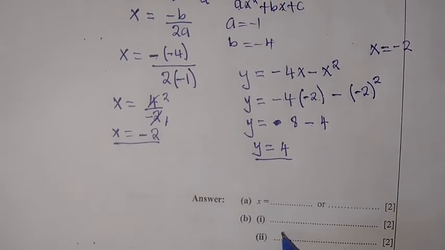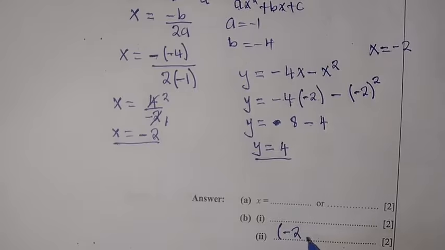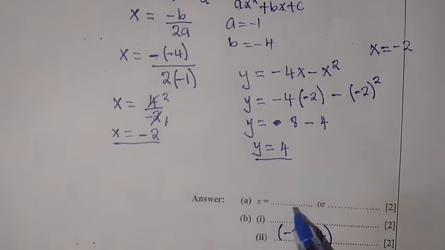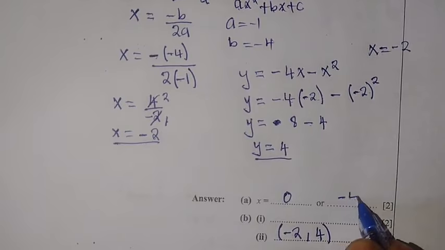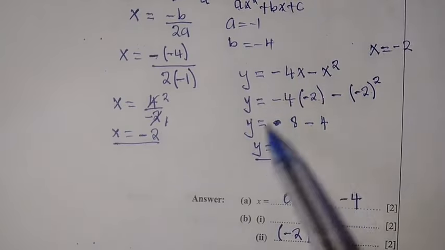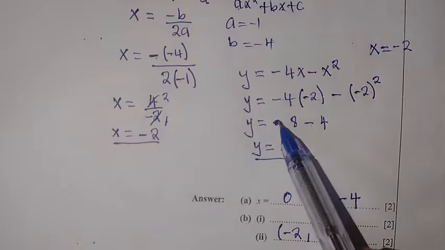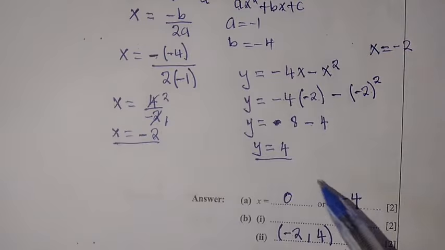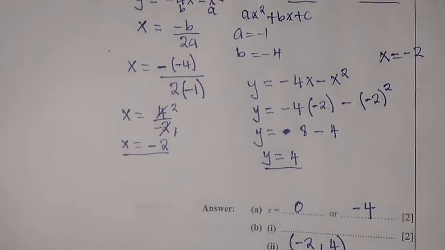So here we need to write our turning point of the graph: it will be negative 2, 4. This is our answer. And here we said x is equal to 0 or x is equal to negative 4. For this one, if you want, you can use the formula to find the y coordinate. It's still going to give you the same answer, which is 4.